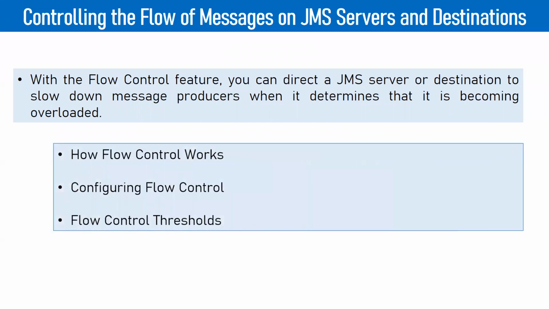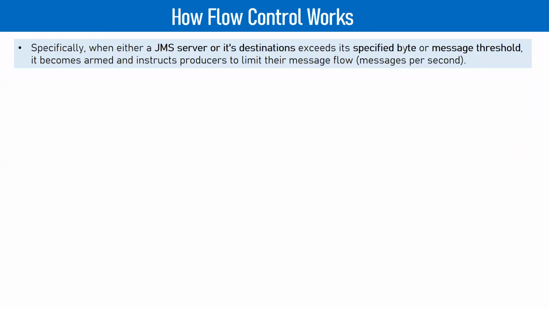Now we'll see how flow control works, how we can configure flow control, and then the flow control threshold. Specifically, when either a JMS server or its destination exceeds a specified byte or message threshold, it becomes armed and instructs producers to limit their messages per second. Why are we talking about the JMS server or its destination? Because they store the messages. We get the messages in queues and topics, and the queues and topics are targeted to a JMS server, which is the physical repository of your messages.